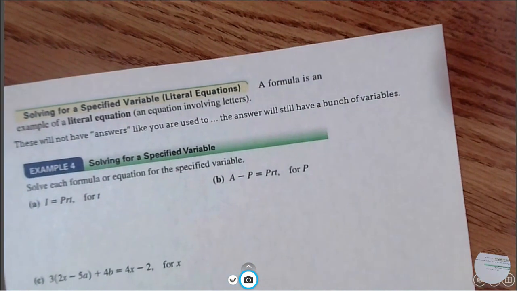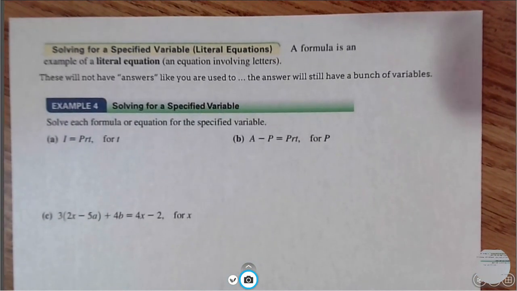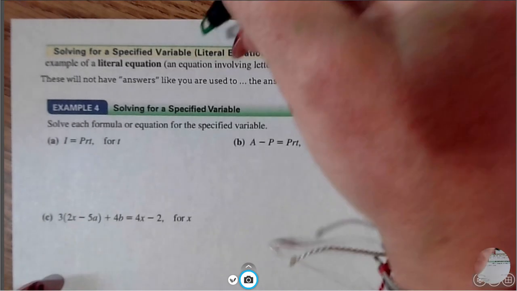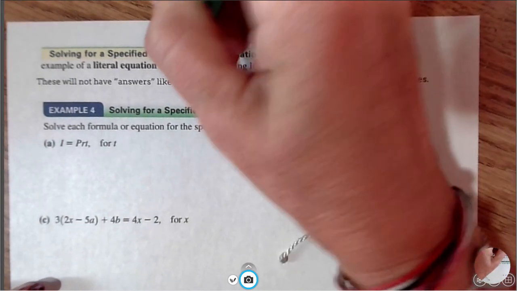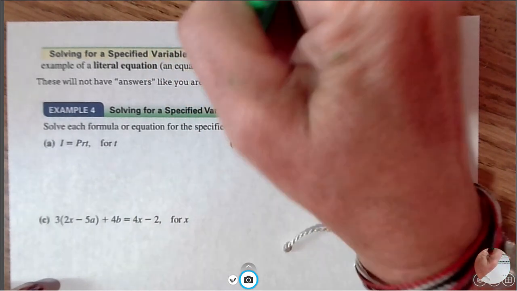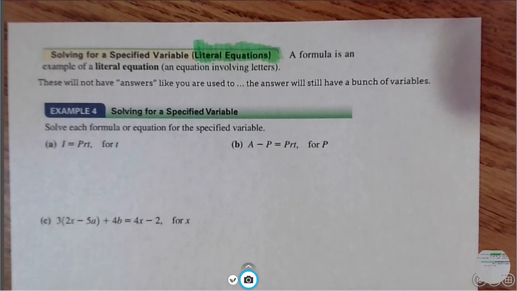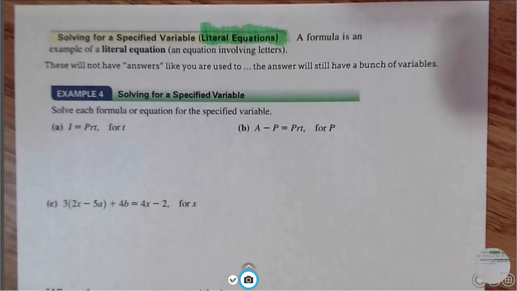Okay, solving for a specified variable. These are called literal equations, and they tend to be somewhat challenging. They're just different every single time you do one. I think it's more challenging because when you're finished, you're not going to have an answer like we did before. Like you're not going to get x equals a number. It's just going to still have a whole bunch of variables in the answer. It's just basically like rearranging a formula to get a different letter by itself.